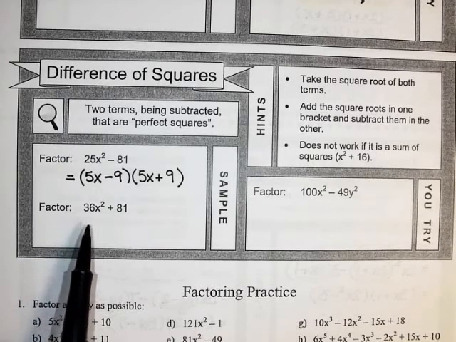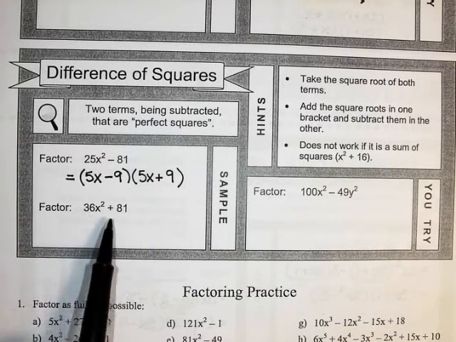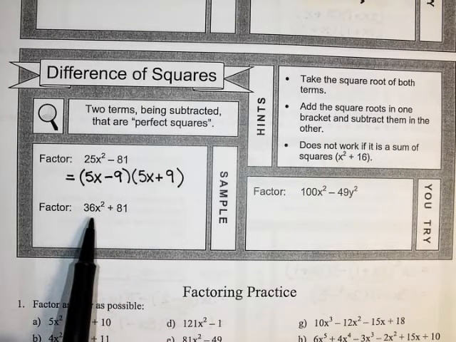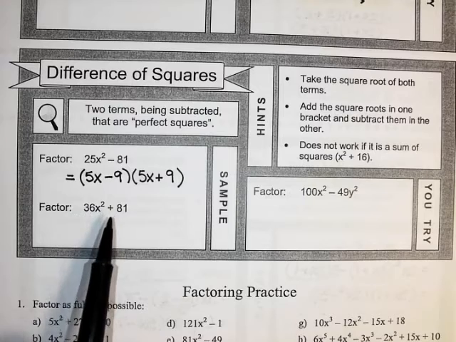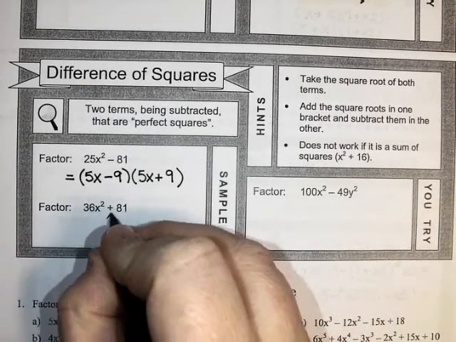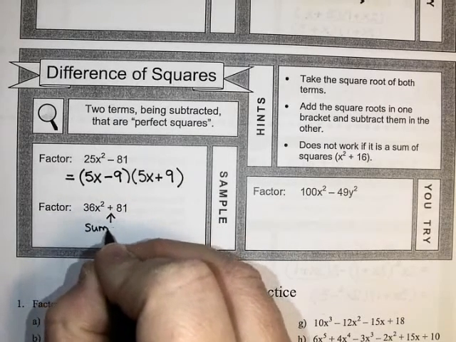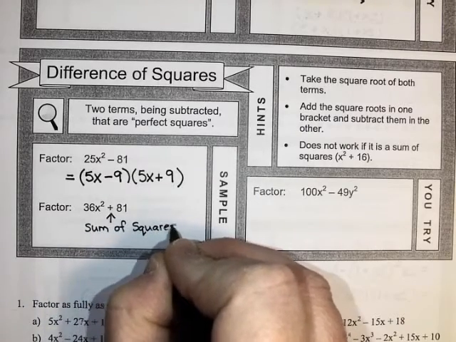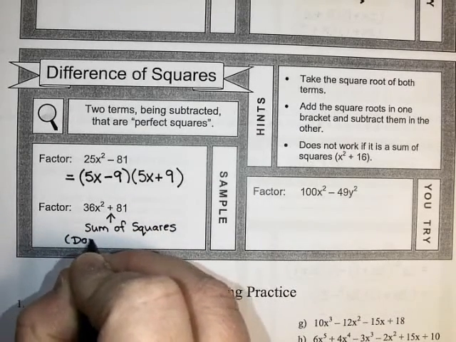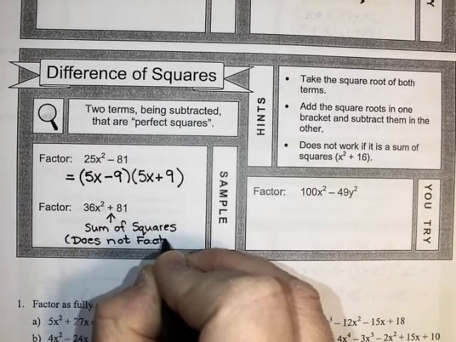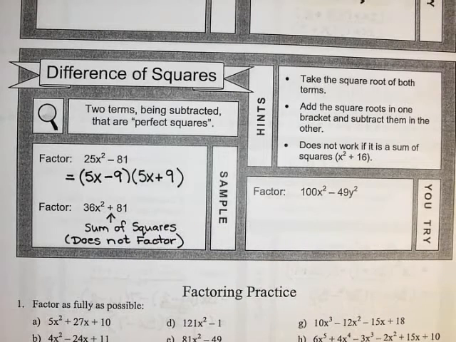If I look at the second question, I have 36x squared plus 81. Now this has two terms. It's being added, and they are perfect squares. So this is not a difference of squares. This is actually a sum of squares, and sums of squares do not factor. So this does not factor. Anytime you see one with addition, you can't factor.